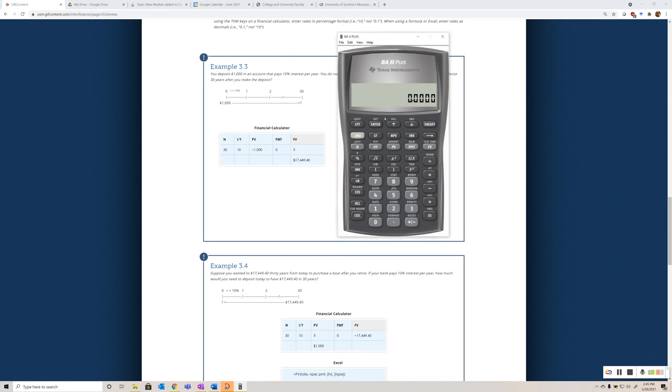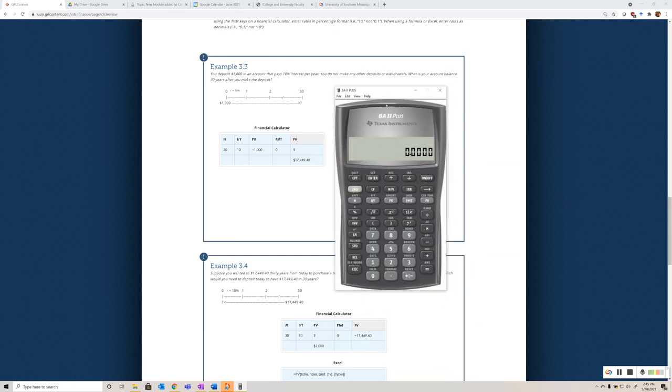I'm going to start out, as I always do, by clearing out the time value of money register by hitting second and clear TVM, CLR TVM, which is right above the FV key. All right, and then I'm going to put my inputs on these 5 time value of money keys.